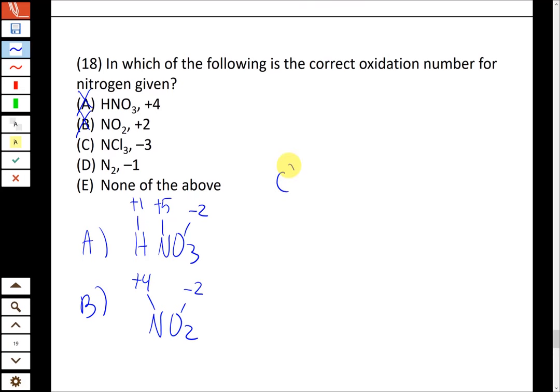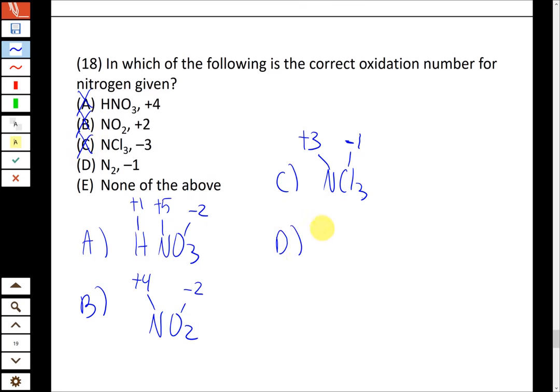For choice C, NCl3, this one's a little bit of a trickier one, but for chlorine, it's usually -1. Most of the halogens are going to be -1, especially if they're the outer atom in a formula, not the central atom. So it's going to usually be -1 for chlorine unless it's bonded to itself or bonded to oxygen. There are some exceptions. But for most things, it's going to be -1 for chlorine. And so if you have -1 for chlorine, 3 -1s is a -3. Nitrogen has to be +3 to balance that out to make them 0. And again, that one's going to be incorrect. It should be +3, not -3.